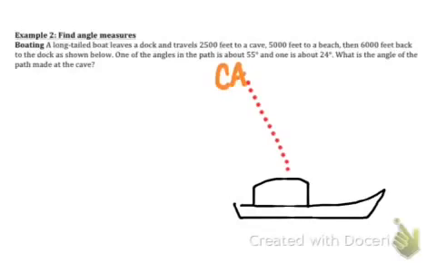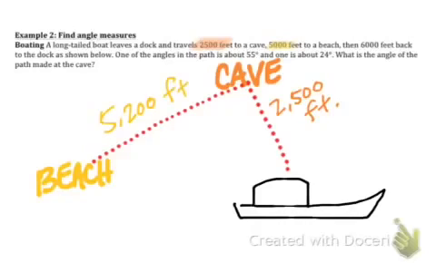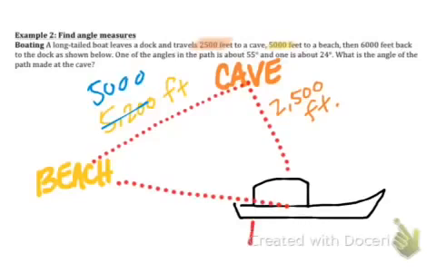It's about 2,500 feet away from our starting point. So that's going to be how long that travel was. From the cave, we went to a beach, and that was 5,000 feet. So that length from the cave to the beach is 5,000 feet. And then finally, from the beach, we're traveling 6,000 feet back to the dock. And there's our dock.